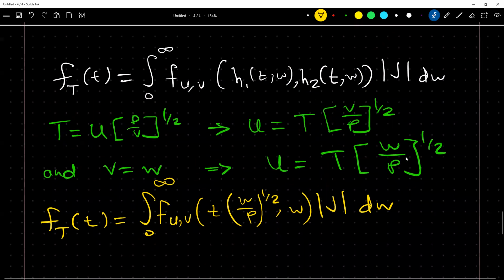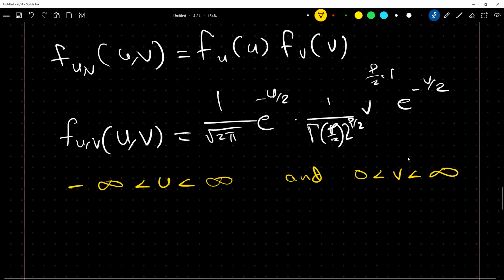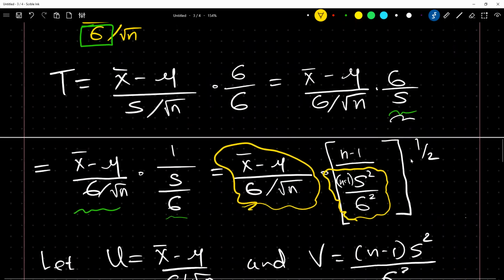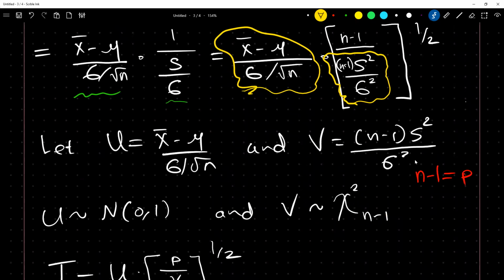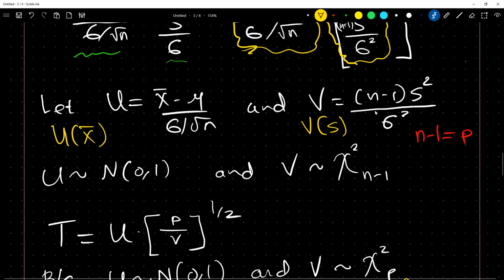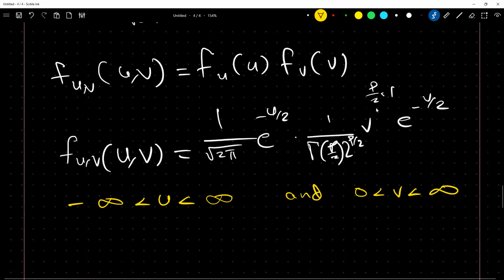All right. Also, one last thing I just remembered I should probably mention, to solidify why these are independent, just in case it's not clear. They're independent because this U is a function of X bar, and this V is a function of S. So if you recall, that's why these two are independent, because samples drawn from normal populations have X bar and S independent. Okay, so just make that clear before I go forward.